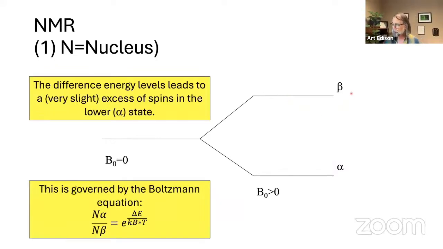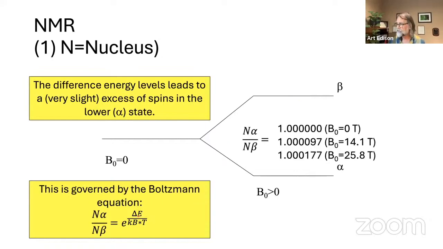Okay, so this is a really small energy gap. So in a magnetic field, the energy level splitting between the alpha and the beta state is very small, and it's really governed by something called the Boltzmann equation, which is written down here, where we can predict the population of alpha over the population of beta based on this Boltzmann equation.